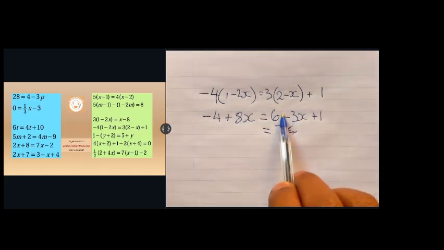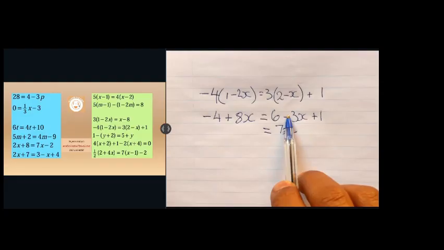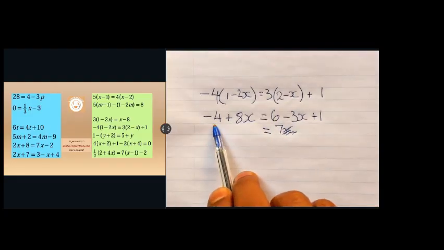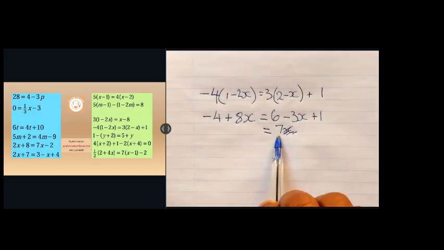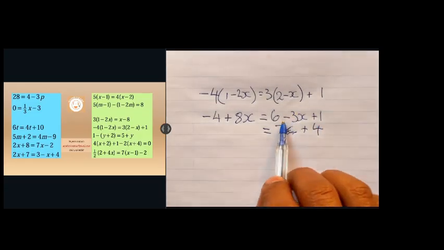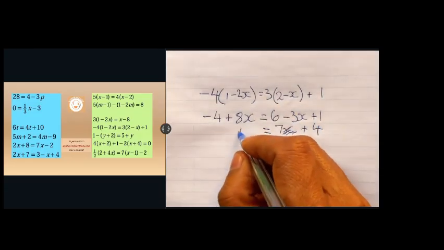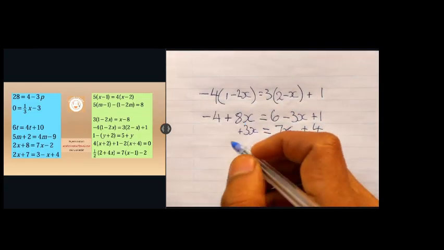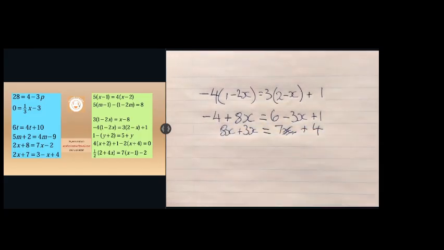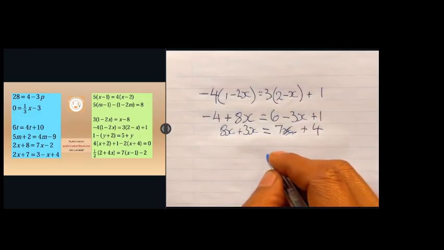Then this 3x must do what? Must join this 8x. And then this number must join this number. It's negative, it becomes positive. It's negative, it becomes positive 3x. Then my 8x. I don't need to show that plus. Okay. So have I done everything? I think I have. If I haven't, I'll check just now. Then what do I have?